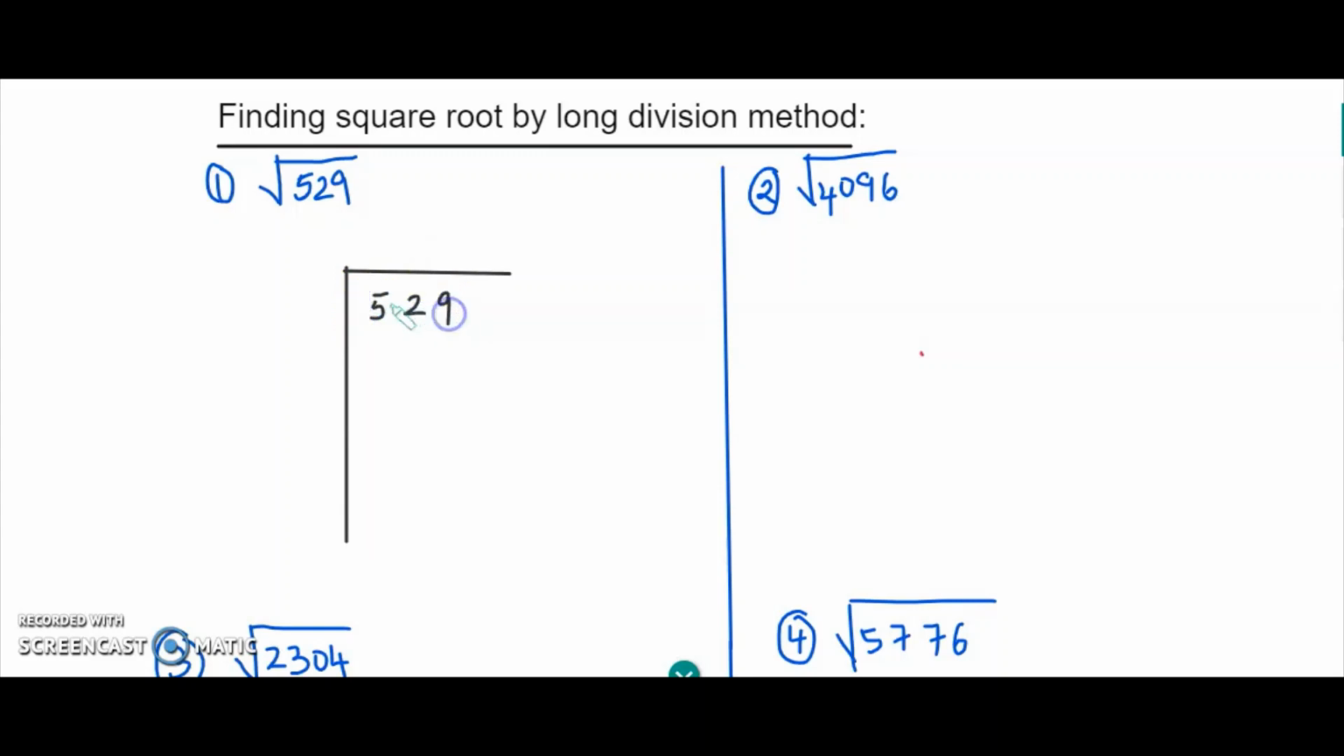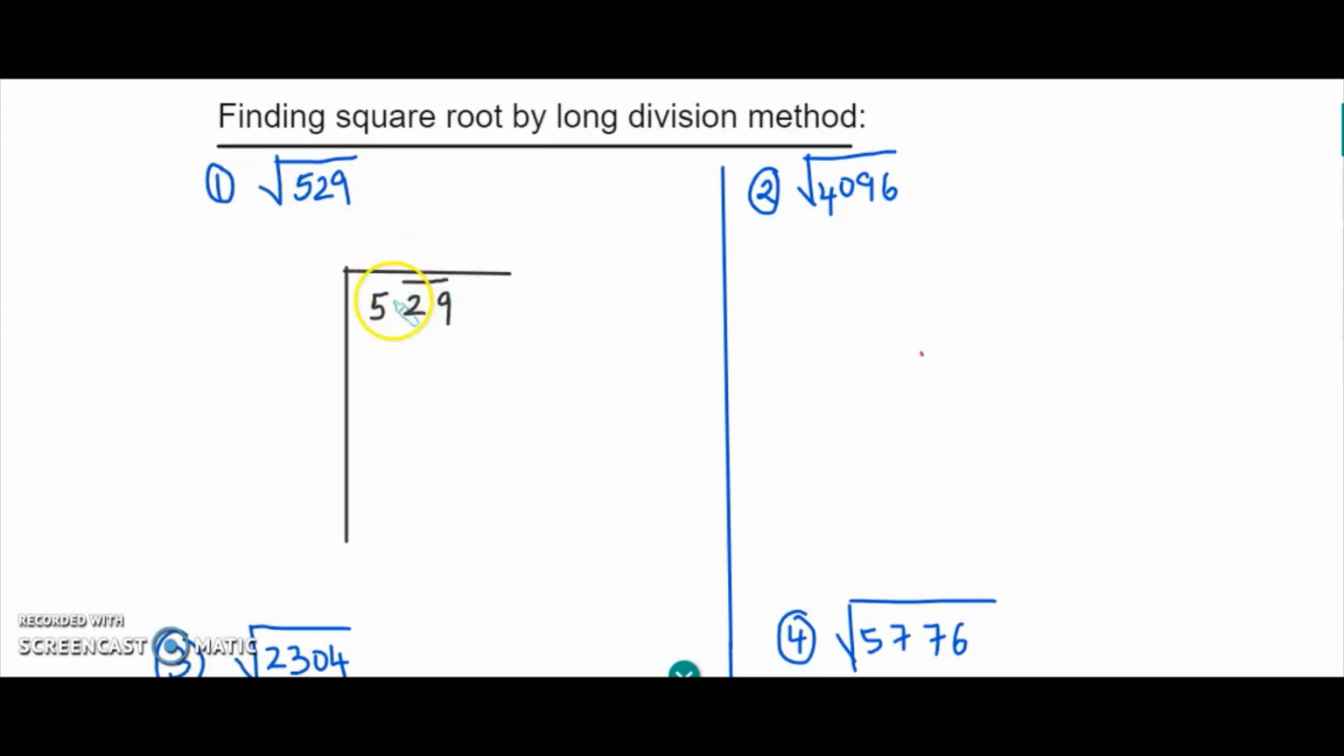Now we'll start making pairs. Pairs means grouping of two numbers. We always start from the units place and we group it. So how do we group it? I'll put in a dash. We put a dash above the two numbers to show the group. So we always start from the units place and tens place.